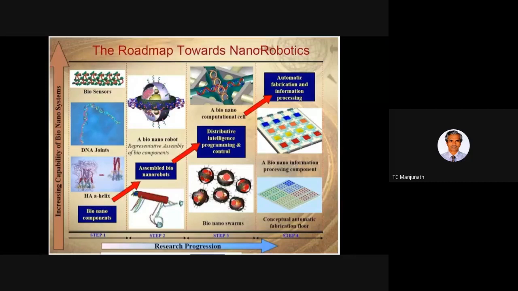These biosensors and components, assembled nanobots, distributed intelligence, like you might have heard of regenerative computing, reconfigurable computing in MTech, or distributed computing, embedded systems, automatic fabrication, information processing. So all these are the different topics I have put in the roadmap for nanoscopic research.